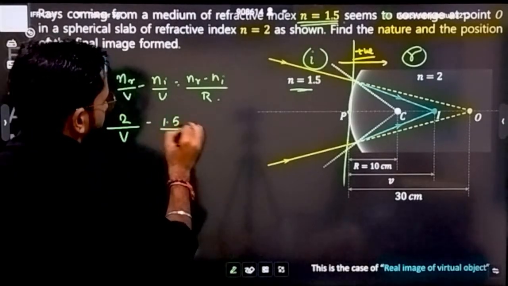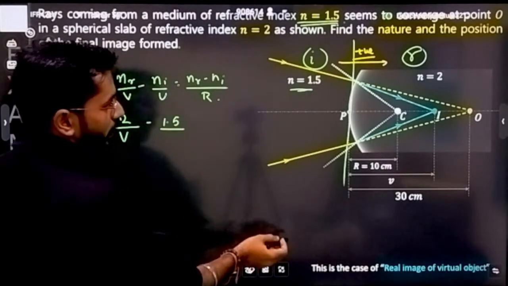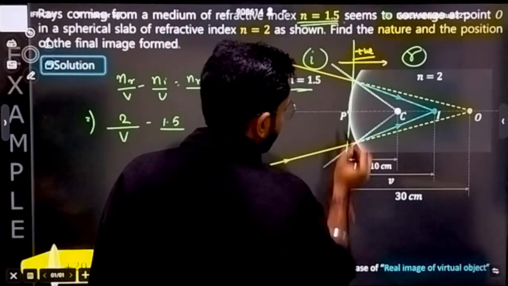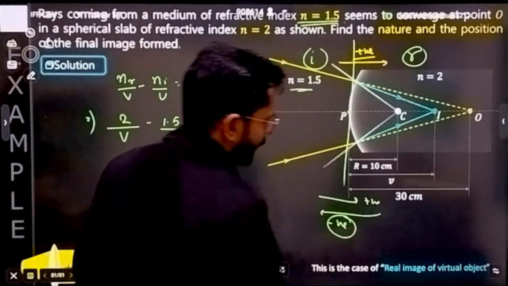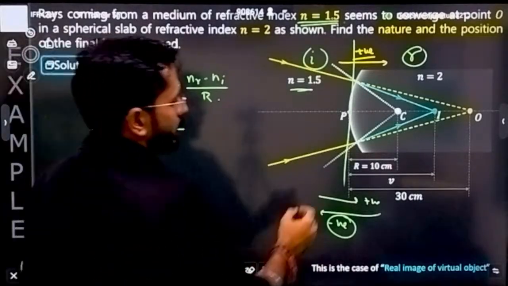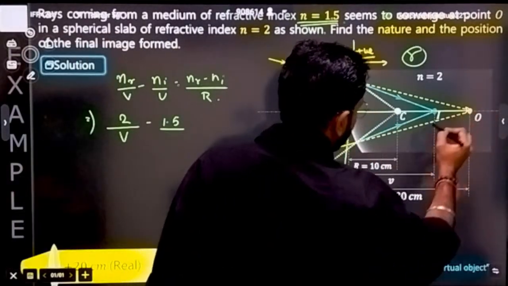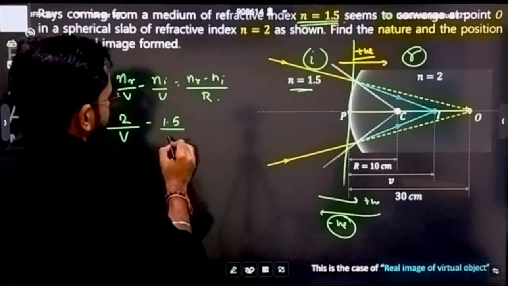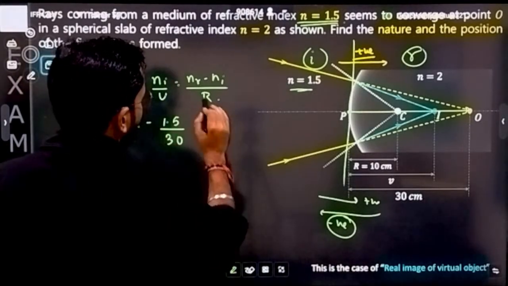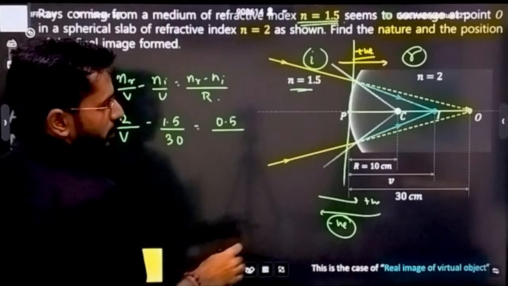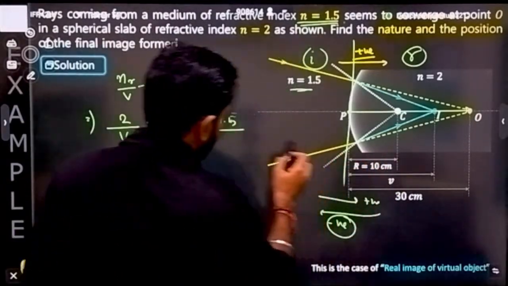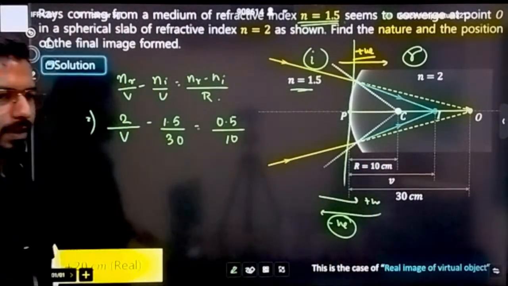Now, the incident medium is 1.5 divided by, what is the position? If this is the direction of the incident ray, I will take this direction as positive and this direction as negative. Correct? So for calculating the distance of the object, I have to go in the positive direction, and how much distance? 30 centimeter, is equal to nr minus ni. That means it will become 0.5 eventually. And what is the radius of curvature? The radius of curvature is again given as 10. Clear?